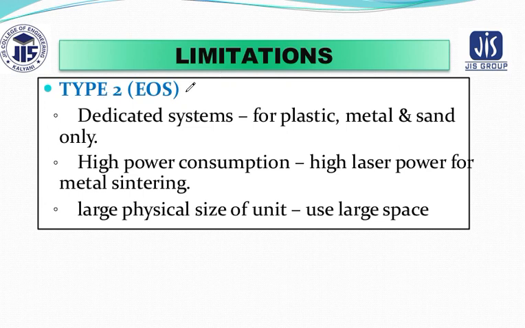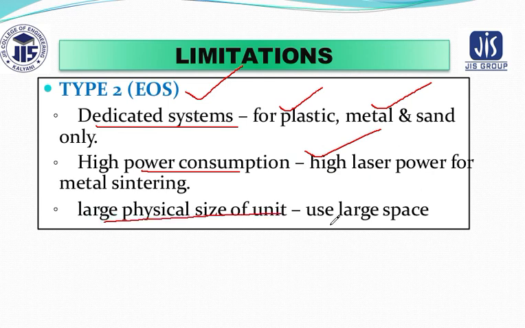If you go by the limitations for type 2 EOS, then you can see it is a dedicated system which is basically used for plastic, metal and sand only. You cannot use some other material. And obviously there is higher power consumption. You can see higher power consumption. That means higher laser power for metal sintering is required. Later, a large physical size unit. If you are using a large physical size unit, that means you are using a large space too.